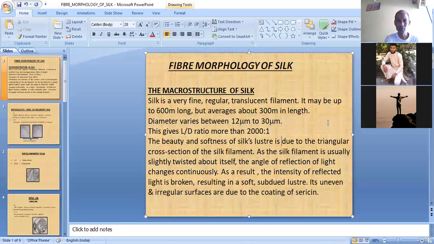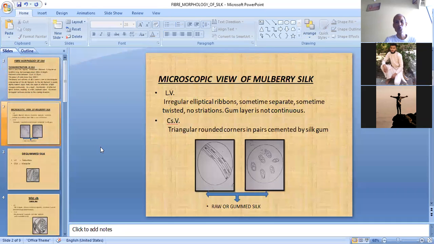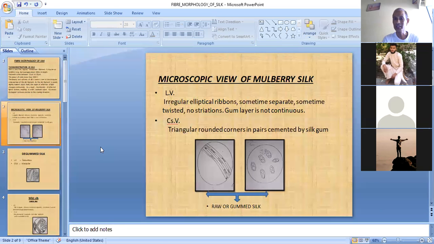Yes, microscopic view of mulberry silk. Here we are taking different microscopic views for different silks that we will cover later, different types of silk. So the most popular type of silk is mulberry silk, and the silkworm is fed on mulberry leaves, or leaves of the mulberry tree. That's why this is known as mulberry silk. This is a domesticated type of silk. So we are first taking the microscopic view of domesticated or mulberry silk.